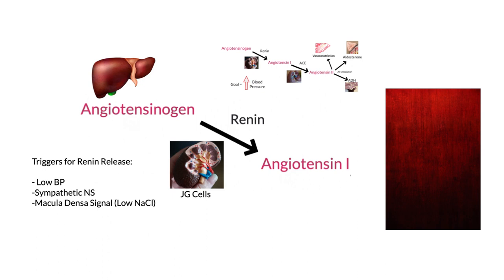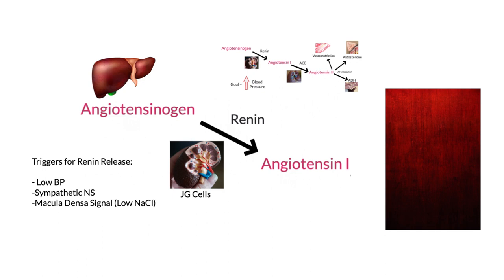A second stimulus for renin release will be the sympathetic nervous system. This is going to occur through norepinephrine directly binding the JG cells through a beta-1 adrenergic receptor. So in times of stress or exercise, this is going to raise blood pressure.